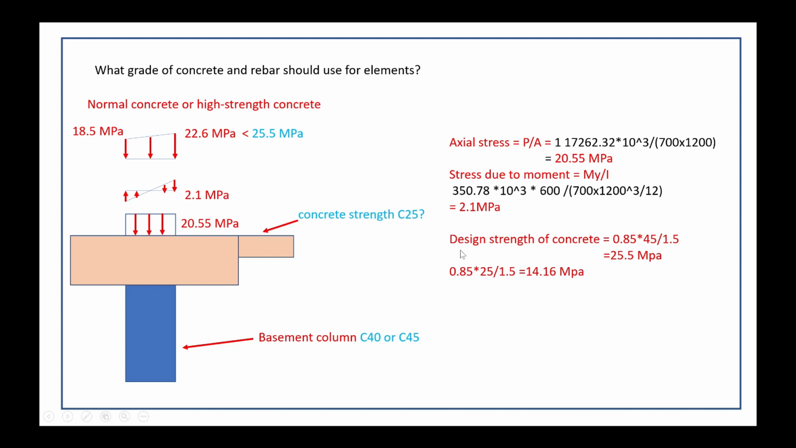Now let's check the design strength of concrete. It is equal to the safety factor for flexure and compression, which we can reduce to 0.85, and for shear you can use 1 for the UK national annex. So it is equal to 0.85 multiplied by the characteristic strength we use in this tutorial. For the concrete column and wall, it is 45 megapascal, divided by the safety factor of concrete 1.5, so it is equal to 25.5 megapascal.